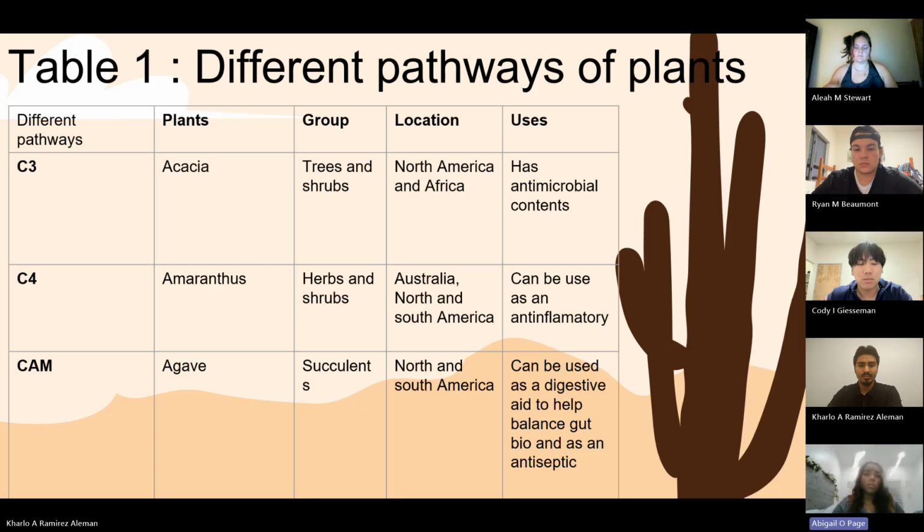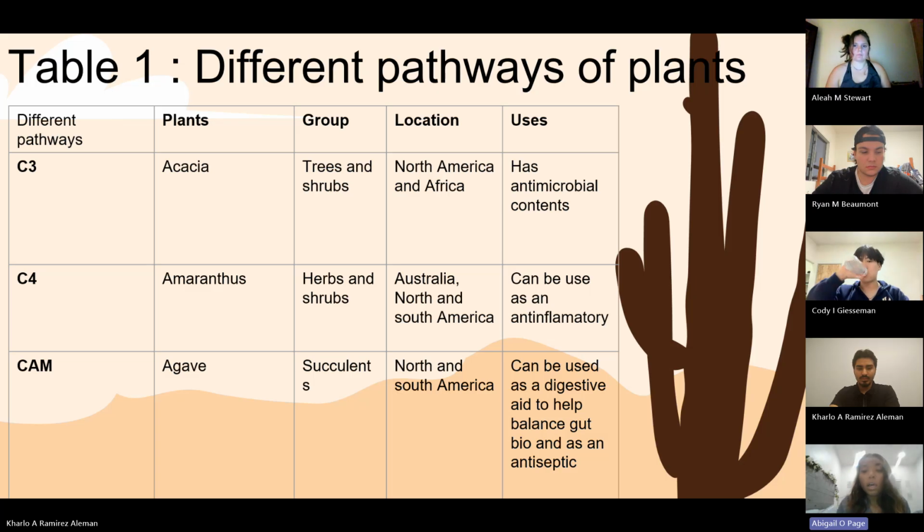Alrighty, so going based off of what Cody was talking about, we're going to go over the different types of plants that are going to be found, and these are just some examples. We're starting off with C3, which uses the Calvin cycle to produce 3-carbon molecules, hence the C3 name. A good example of this is the acacia tree. This is basically related to other shrubs and trees.